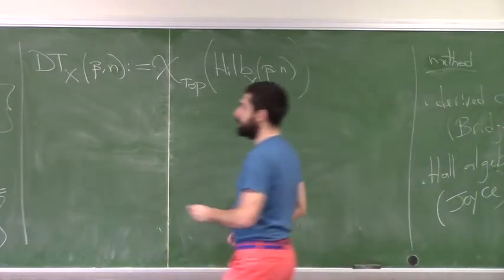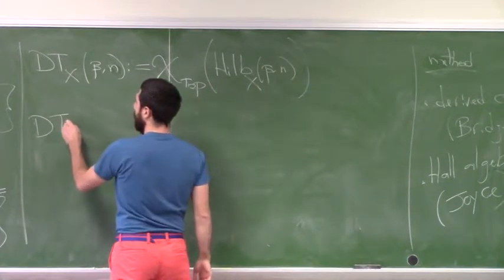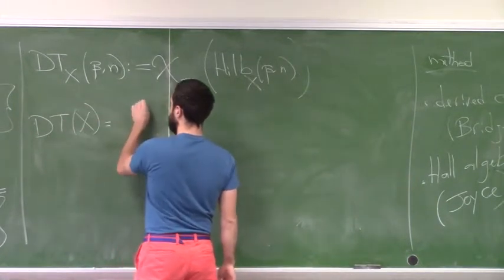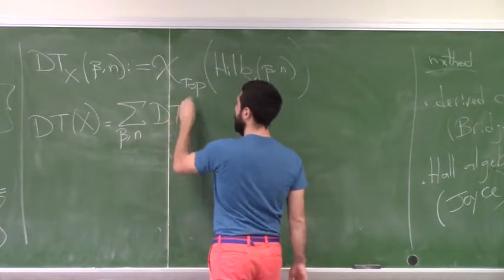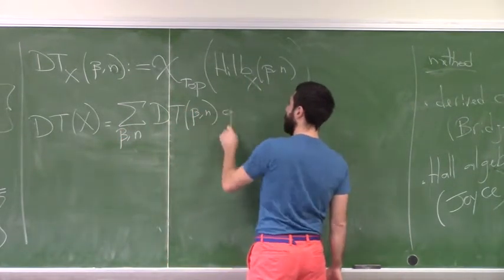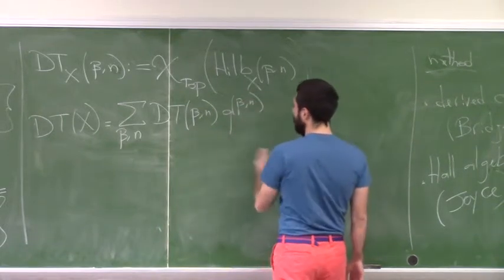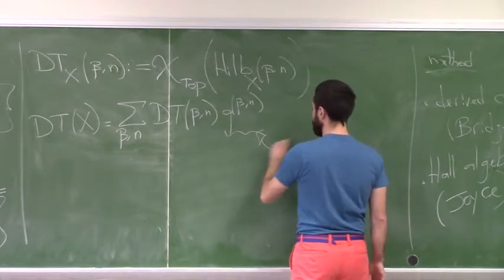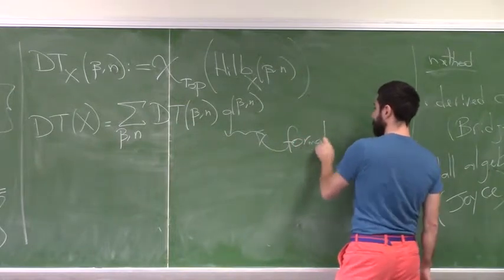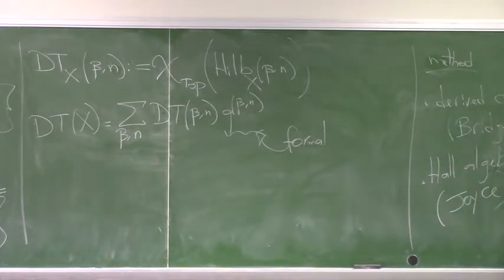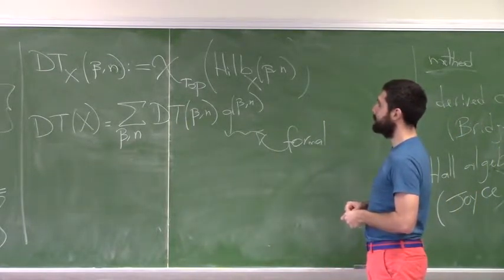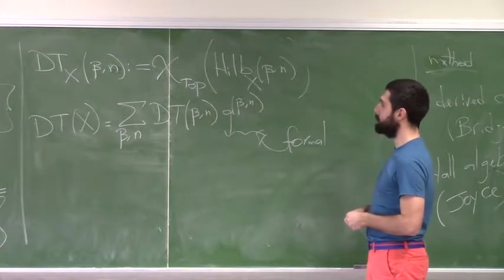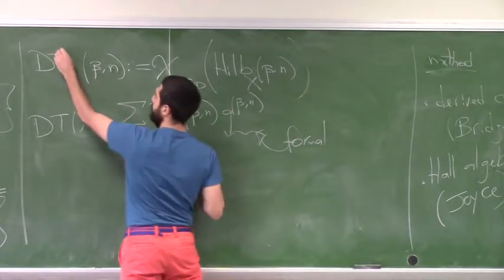And what typically one does is one collects all these numbers into a formal thing. So I let beta and n vary. I have this number here, where this guy is just some formal parameter. This is just a formal series in these numbers. This is not quite true. What I just defined is what one might call the naive DT invariants.